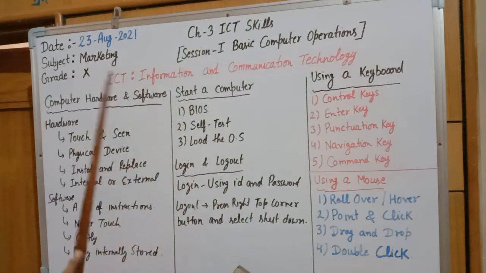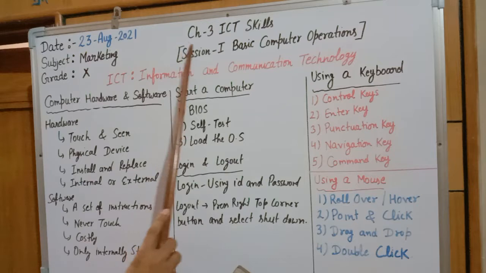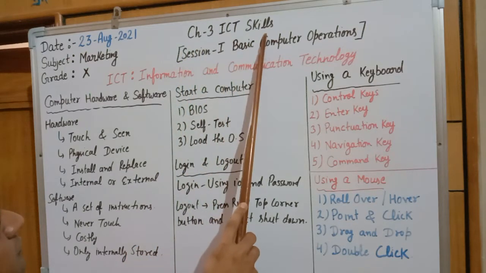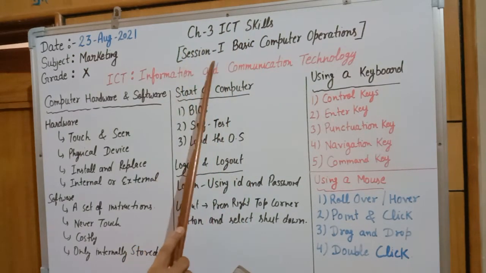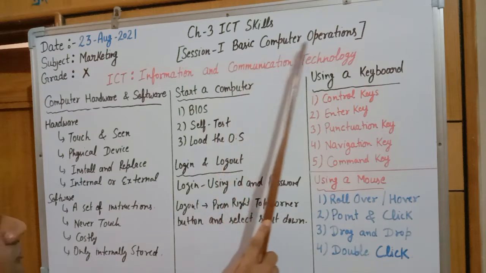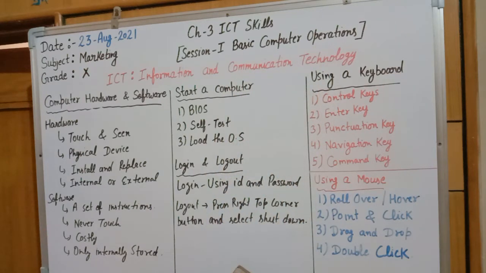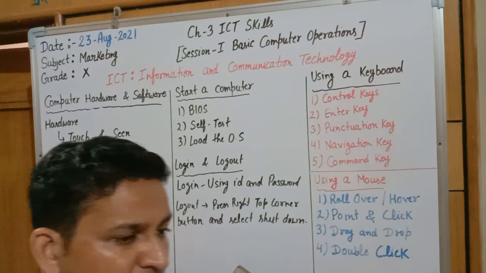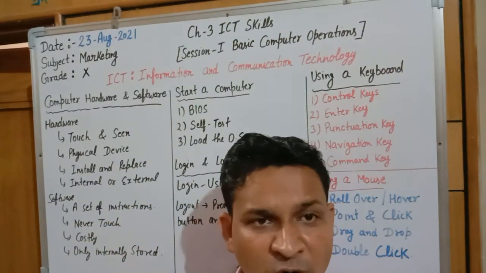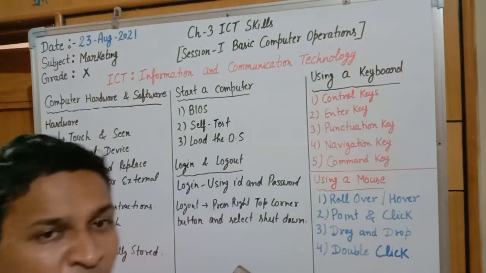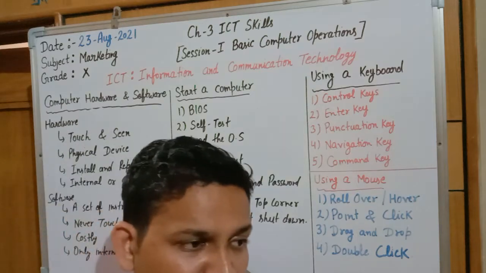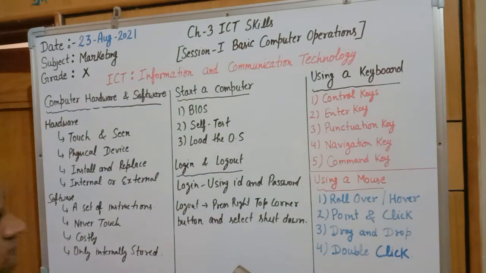10th graders, in today's topic, we are studying marketing, chapter 3, ICT skills. In chapter 3, we are continuing with session 1. Session 1 is basic computer operations. This is the basic chapter in which we will discuss how to start a computer, how to log in, how to log out, how to use keyboard, how to use mouse. These types of topics can be covered in this session.